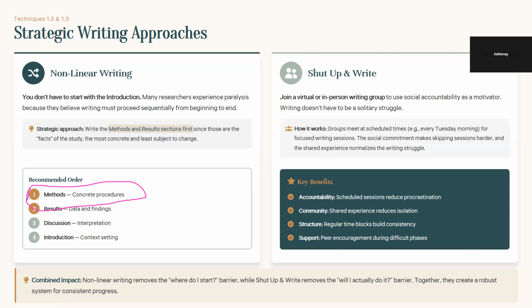Then the next thing you must look at is the result, because after everything, you have your method in place. You are going to gather the data. You are going to go and find your data. When you have your data, you can easily write your results and your discussion. So those processes can come on.